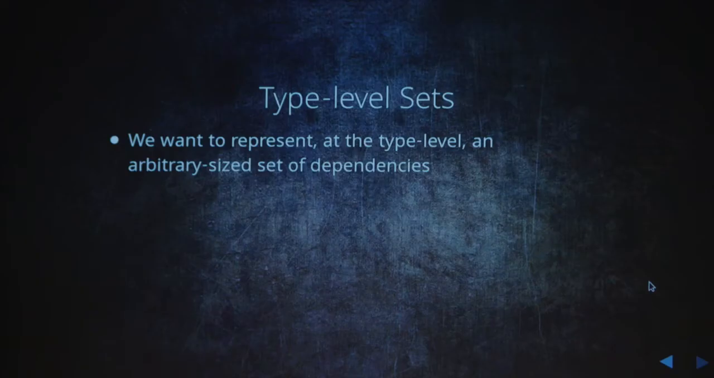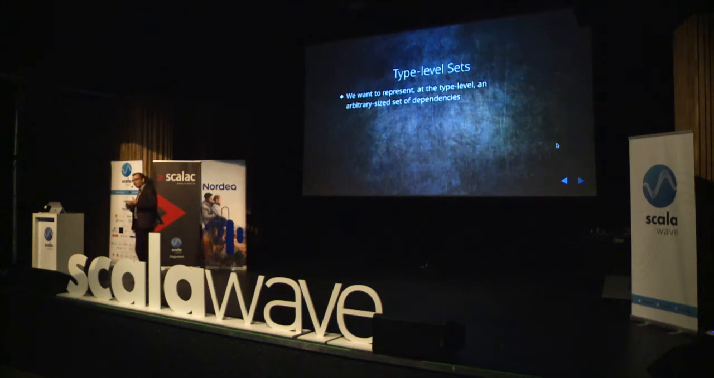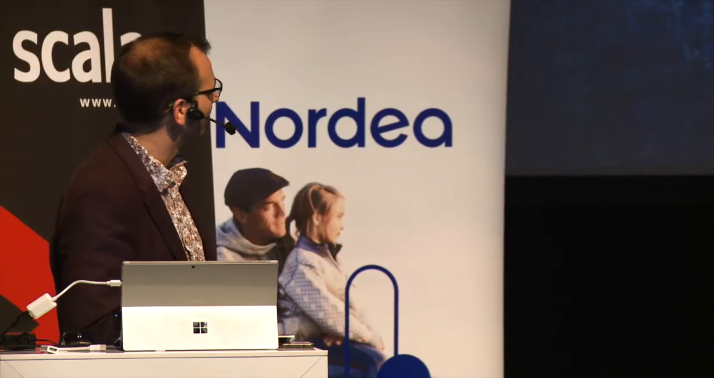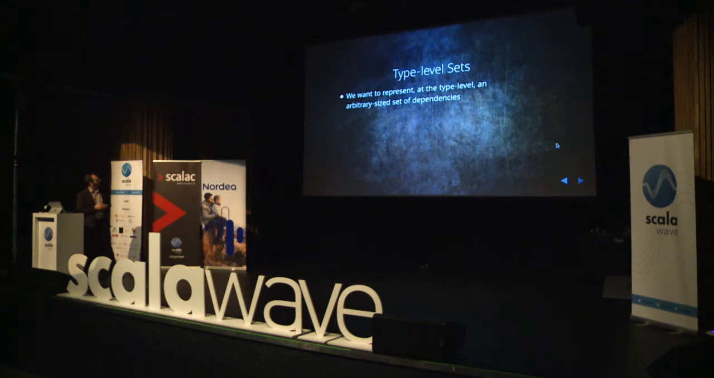So what we want, if you think of a node in an async graph, it has potentially any number of incoming edges. It can refer to any number of dependent prerequisite tasks in order to do whatever kind of computation it wants to do. And this is a bit like a set. It's a set of incoming edges. And what I need to do is represent this at the type level.